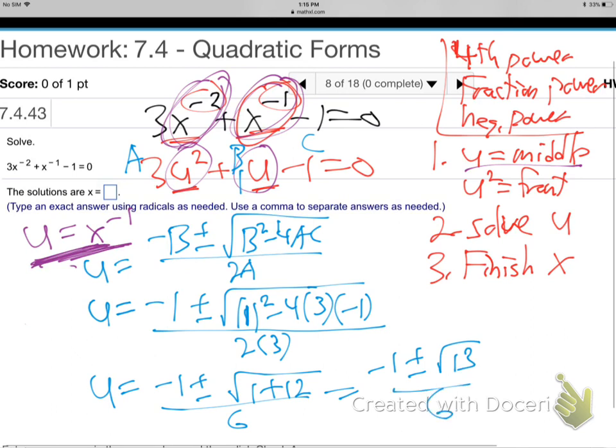Yeah. We're not done yet. That's just the u work. We got to go back to x still. That's just step 2. Negative 1 plus root 13 over 6 is 18. We good to there so far?